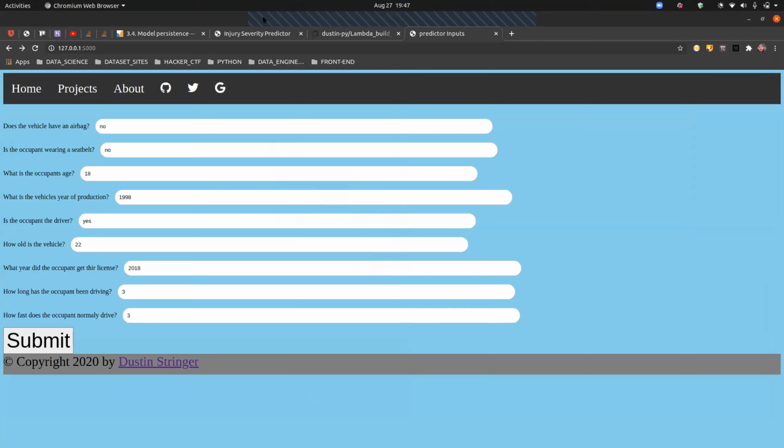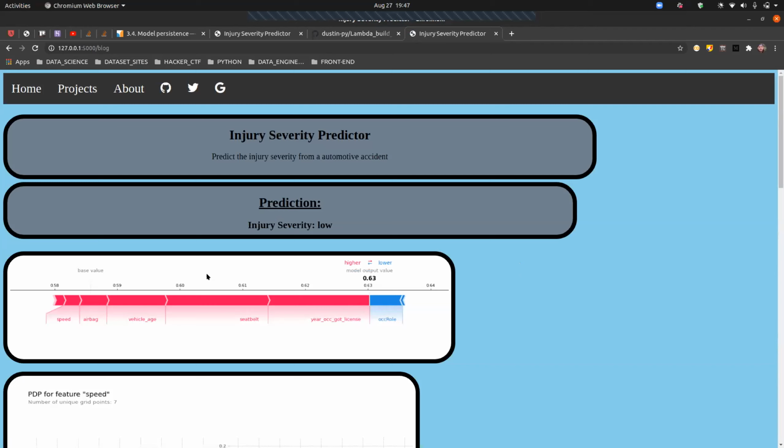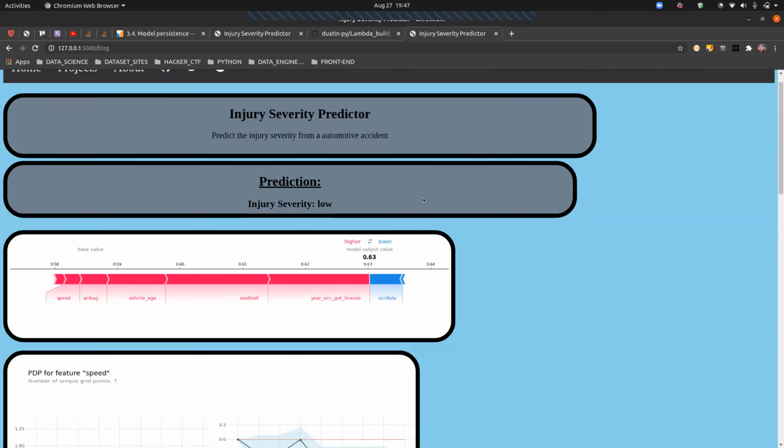So here's my input screen, where you can see I'm asking questions about the features, like: does it have an airbag? Is the occupant wearing a seatbelt? The age, when the occupant got the license, a few other things that would be important to know. When we hit submit, it's going to give us a prediction on the injury severity. Any second now. And here it's going to tell us that the injury severity is low.